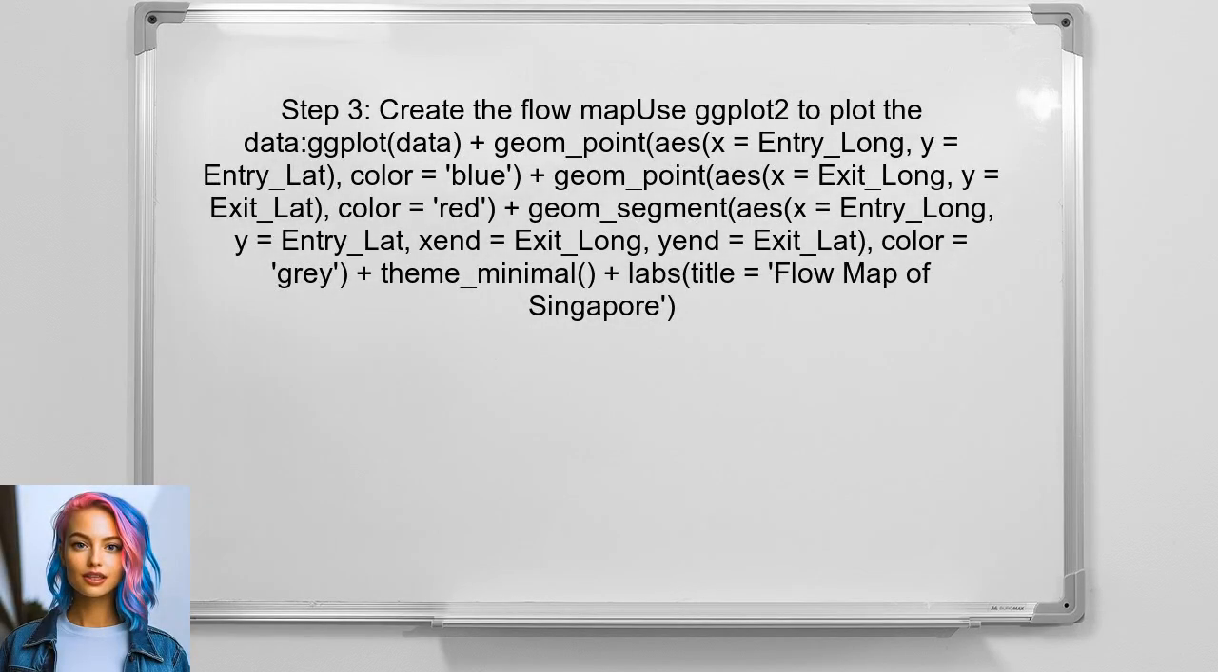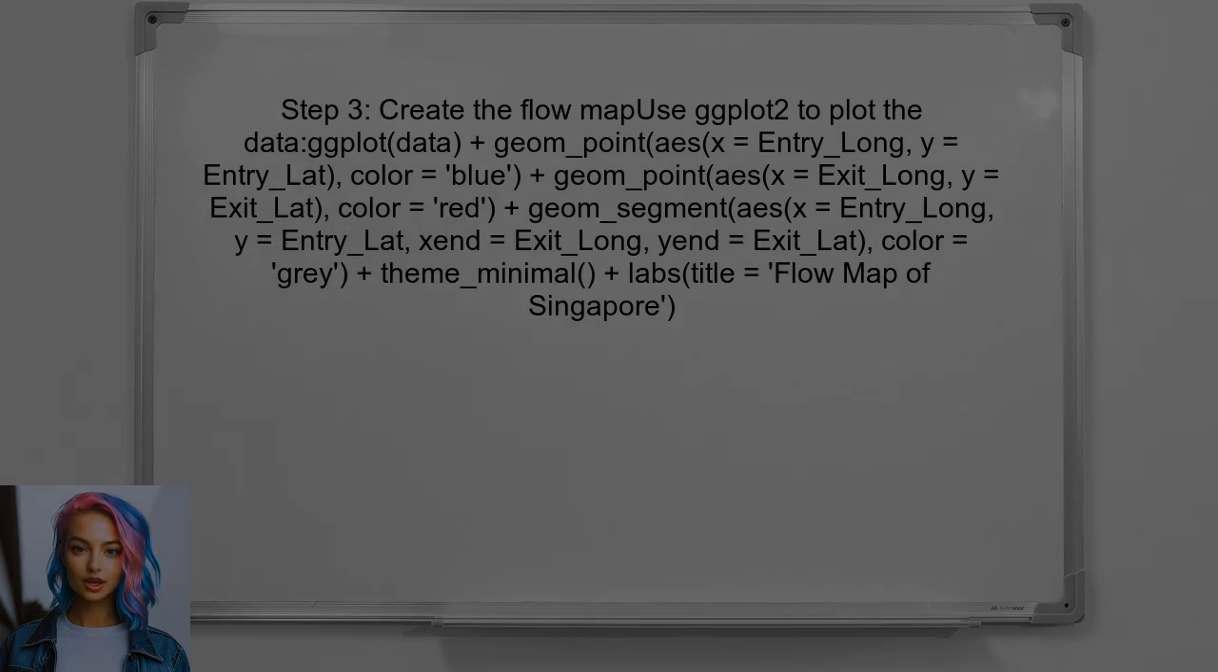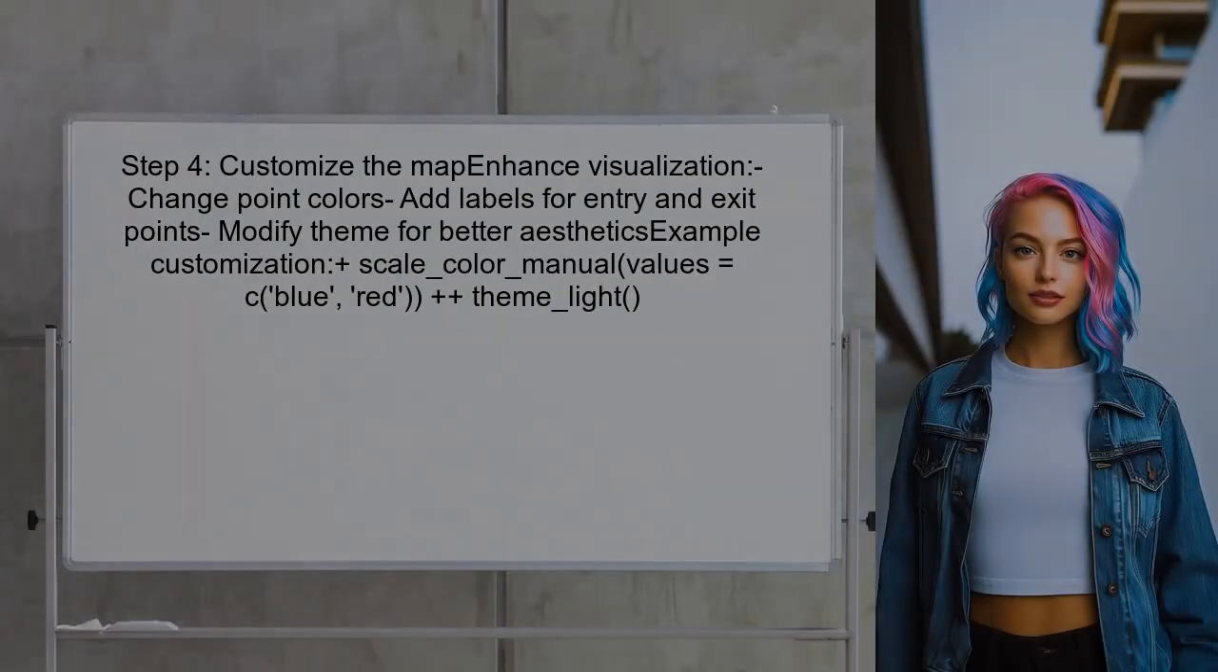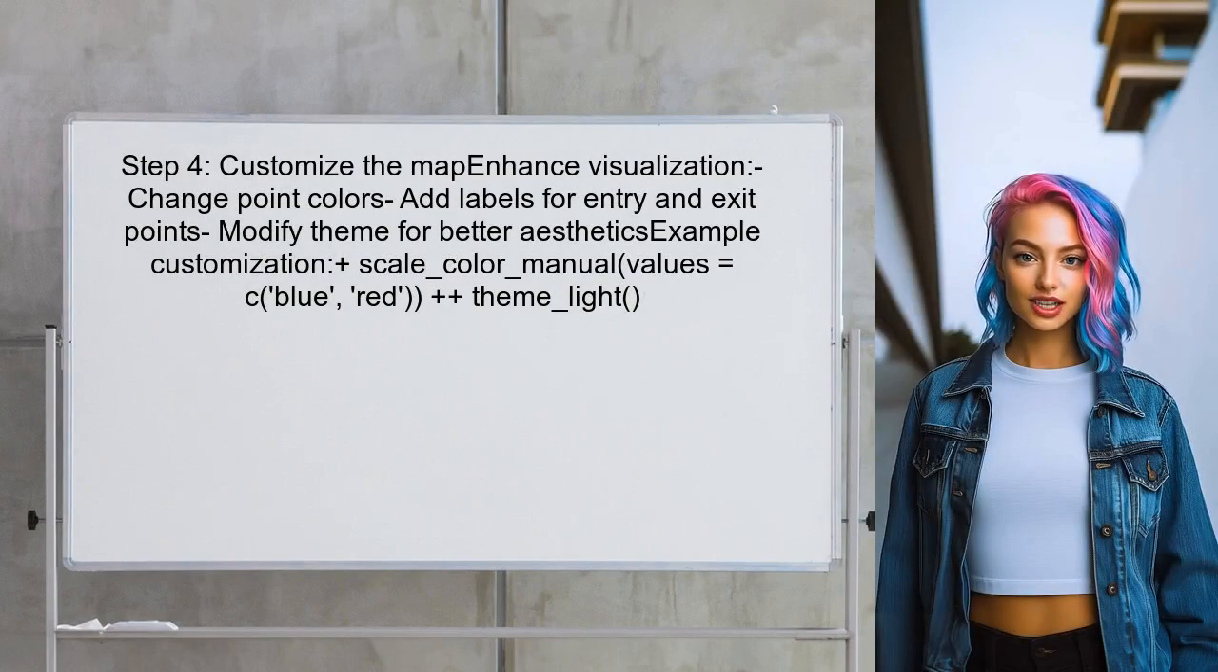Now, the user can create the flow map. They will use ggplot2 to plot the entry and exit points, and then add lines to represent the flow between these points. Finally, the user should customize their map for better visualization. This can include adjusting colors, adding labels, or modifying the theme to enhance the overall appearance.